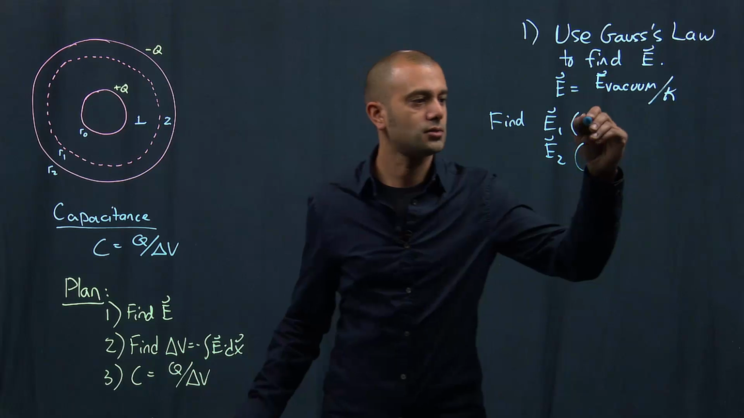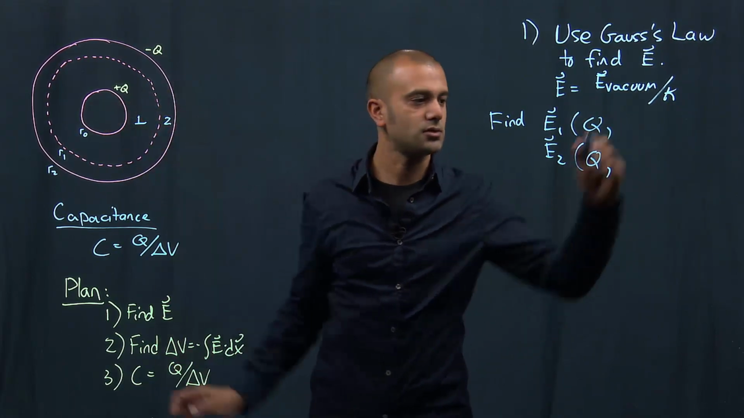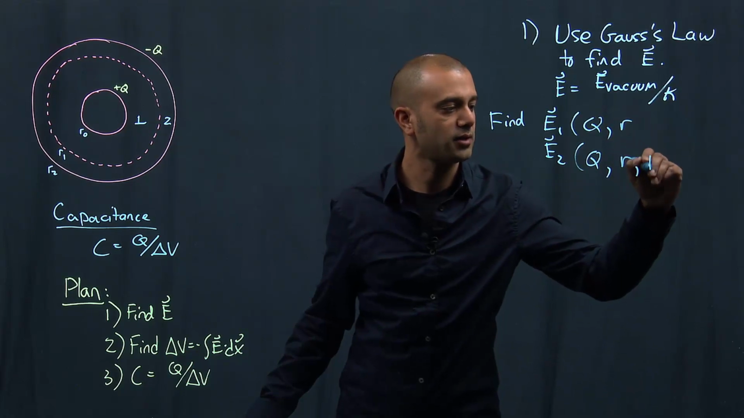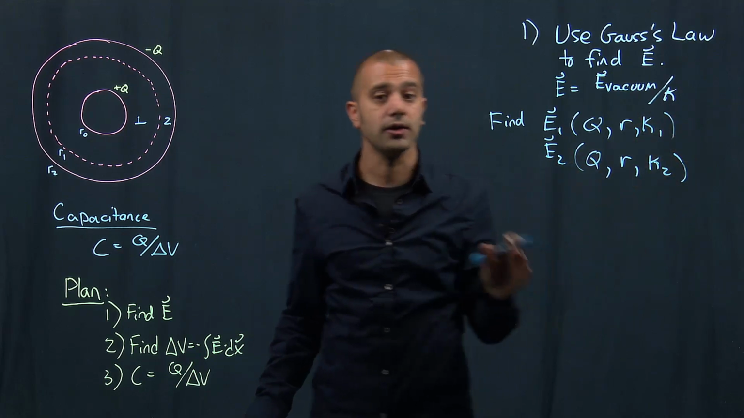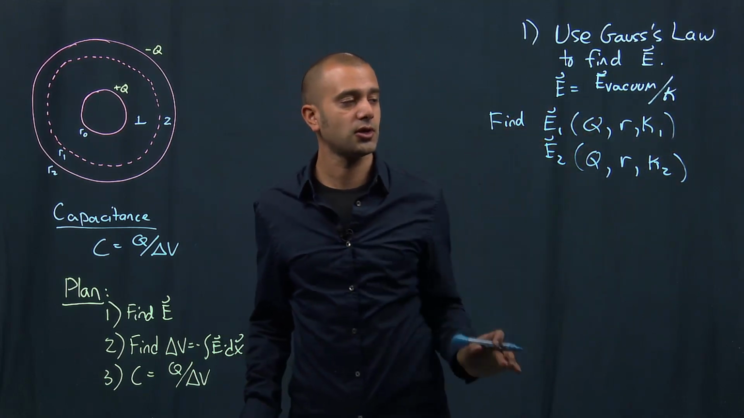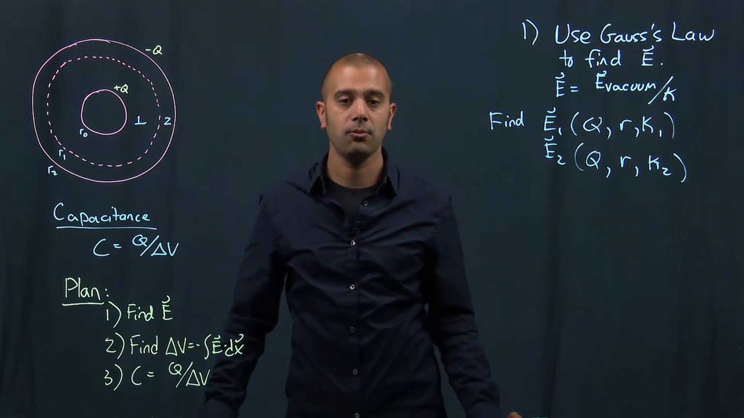the charge on the plates, the distance from the center, so the radial distance, and then the respective dielectric constants. So again, use Gauss's law to find the field, divide by the dielectric constant to find the actual field here in the presence of the dielectric. Go ahead and take a minute now, pausing the video if you need to.